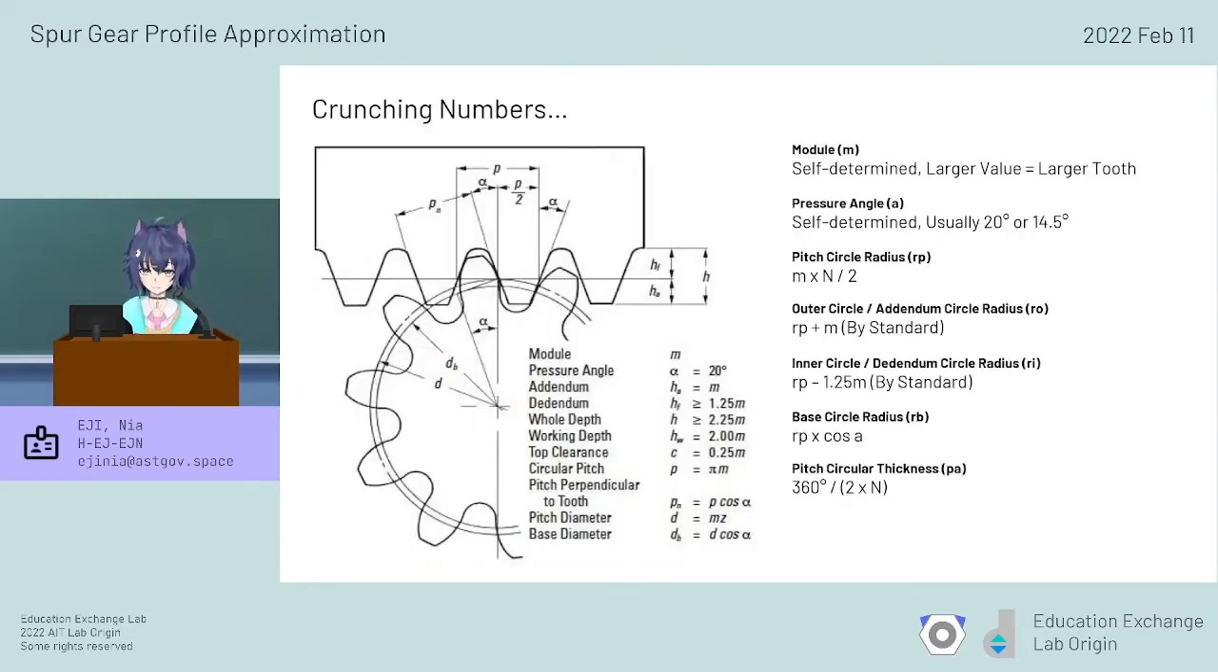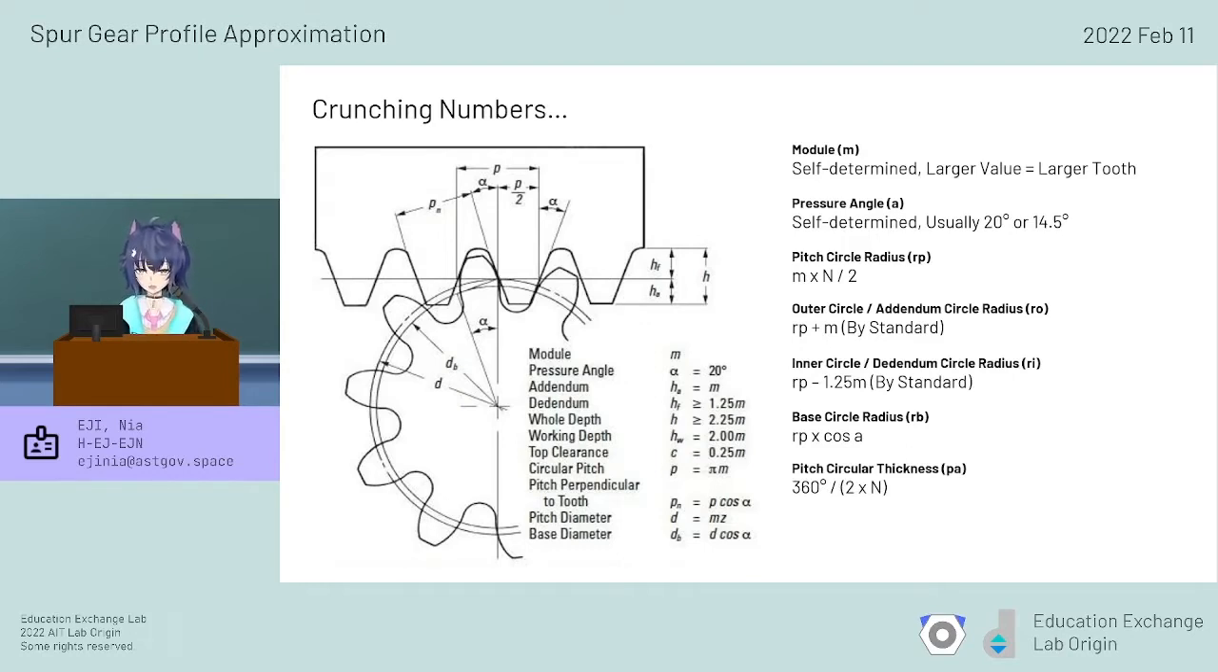Now, let's crunch some numbers. These are the numbers we need to know when we're drawing a gear profile. First is the module, which is self-determined. A larger value usually equates to a larger tooth. Then we have the pressure angle, which is self-determined, usually 20 degrees or 14.5 degrees.